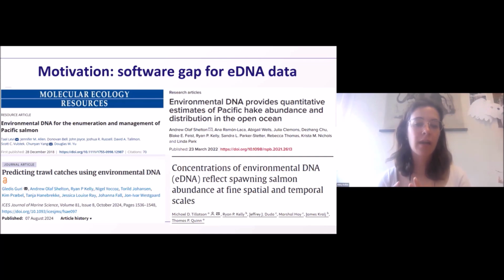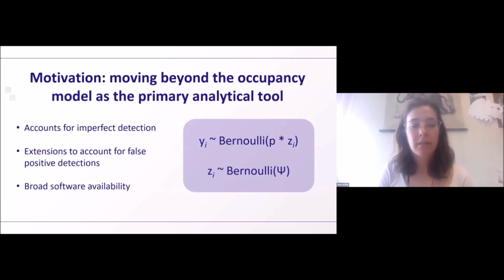But these approaches are really kind of confined to academic communities with the technical expertise that is necessary to develop these bespoke models. And to date, the occupancy model has really dominated the analytical landscape for interpreting eDNA data for single species. This makes a lot of sense because the occupancy model is really useful for accounting for imperfect detection when assessing species presence. And then really importantly, there's just tons of really accessible software that can be used to fit occupancy models.